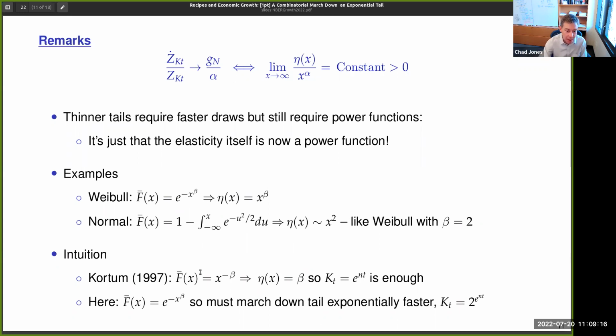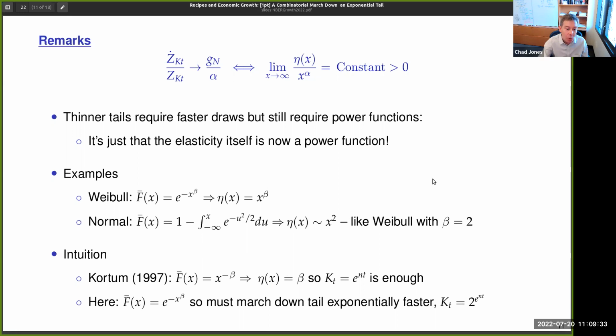Another bit of intuition, go back to Kortum 97 with the Pareto distribution. With the Pareto distribution, f bar itself was a power function, so the elasticity is just constant. It's just a constant beta, and we saw that exponential growth in the number of draws was enough to deliver exponential growth in the max.